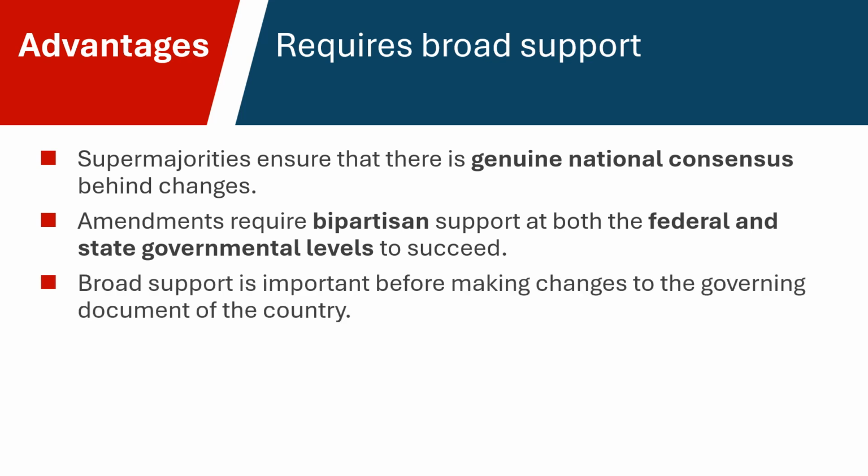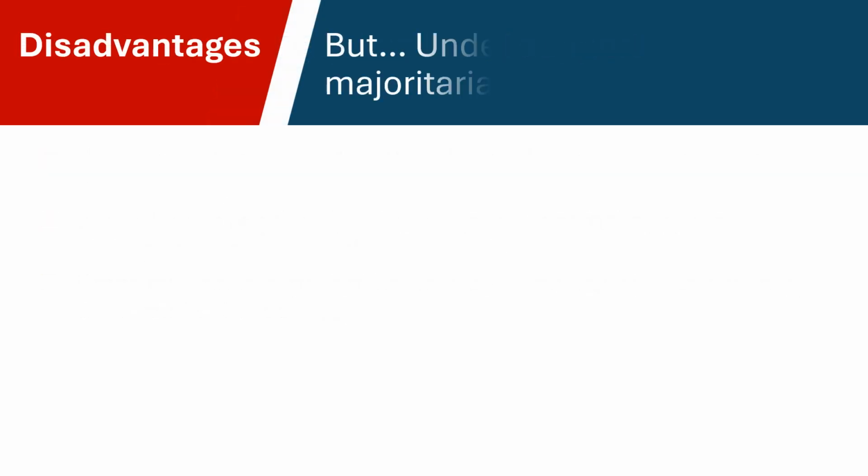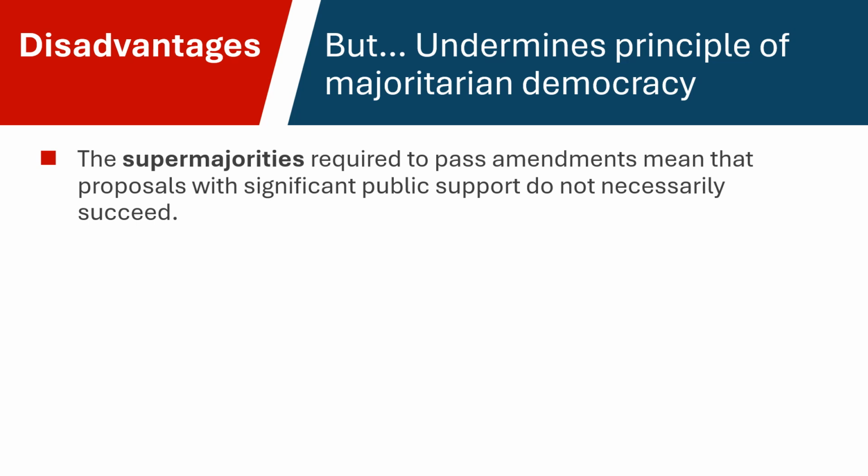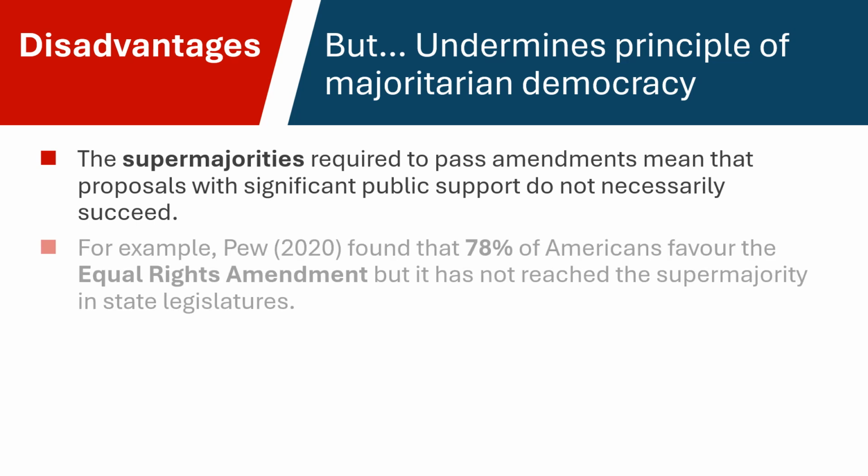Broad support is important before making changes to the foundation governing document of the country. However, the process can undermine the principles of majoritarian democracy. The supermajorities required to pass amendments mean that proposals with significant public support do not necessarily succeed. For example, Pew found that 78% of Americans favor the Equal Rights Amendment, but it has not reached the three-quarters supermajority required in state legislatures.